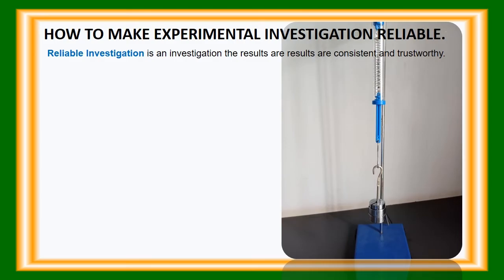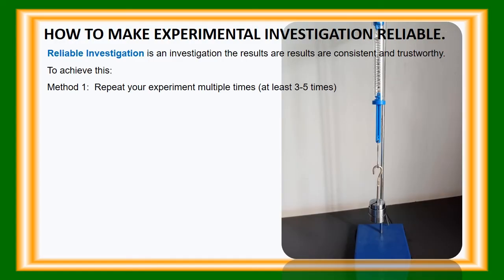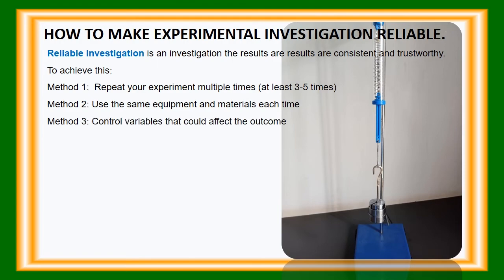Let's review how to make an investigation reliable and a fair test. A reliable investigation is an investigation where the results are consistent and trustworthy. To achieve this: Method 1, repeat your experiment multiple times, at least 3 to 5 times. Method 2, use the same equipment and materials each time. Method 3, control variables that could affect the outcome.